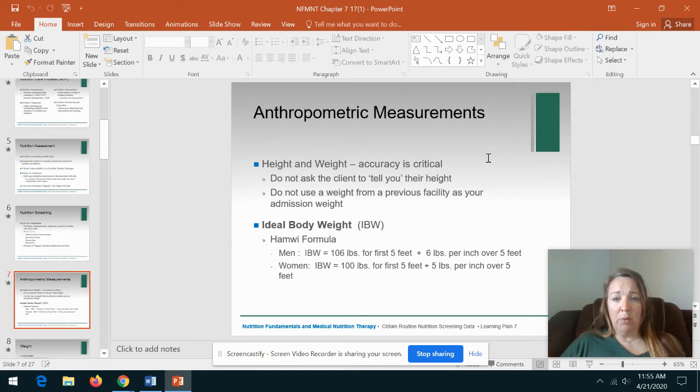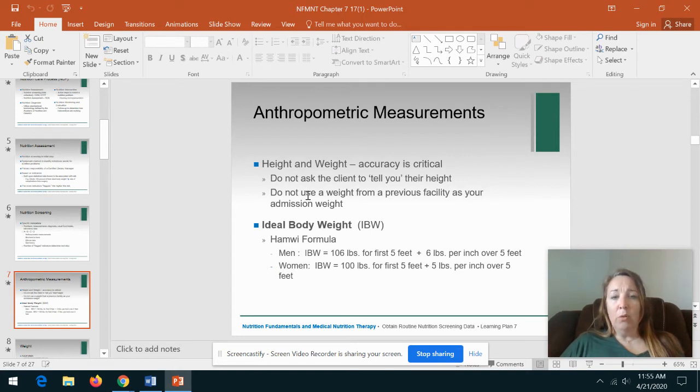Now, if we're working with bedridden folks or people with mobility, then we do have some concerns there about getting an accurate height. And then we want to make sure that we're taking their weight and that we're doing it in a conscientious manner, in that we're weighing them at about the same time every day and about the same amount of clothes and using the same scale. If you use a weight from a previous facility that they've been at, or a home weight or a reported weight, we can see discrepancies in their weight the next time we weigh them.